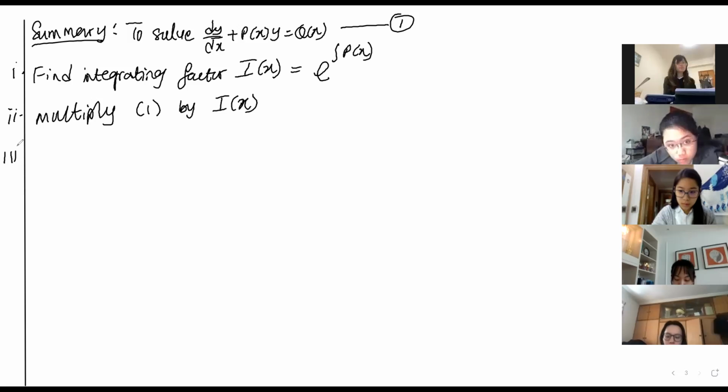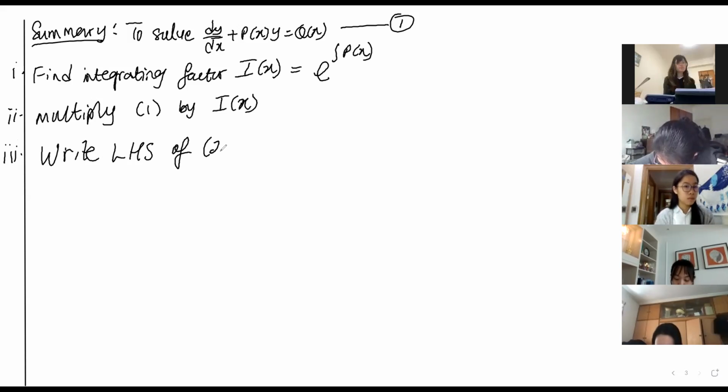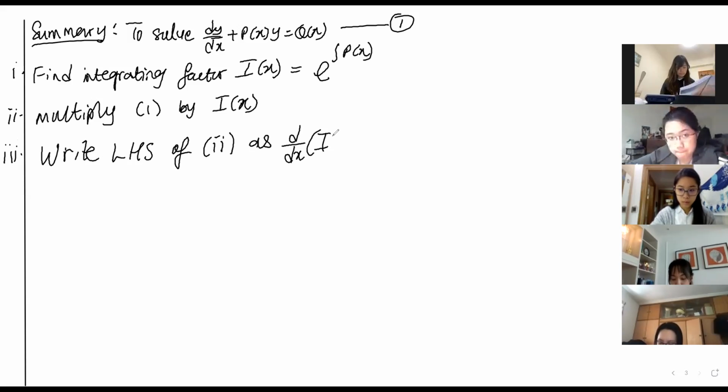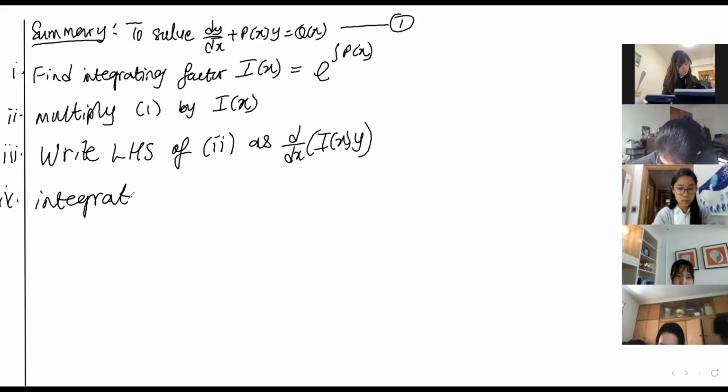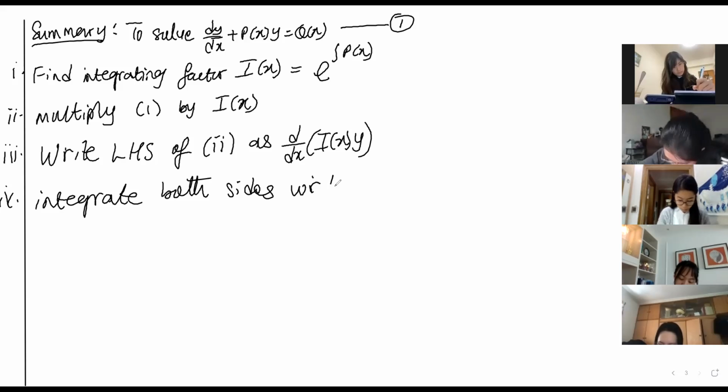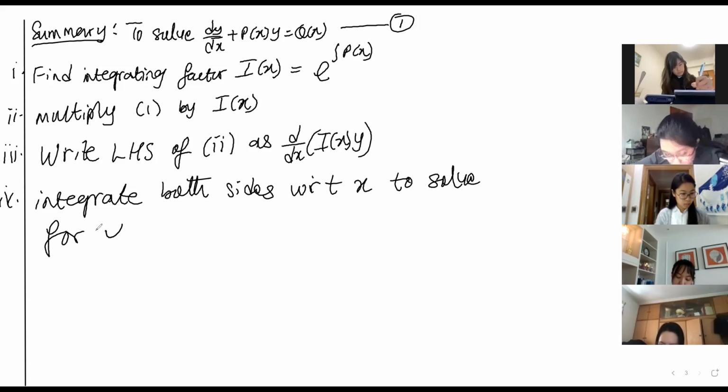Okay. Step 3, write the left-hand side of step 2 as d/dx of I(x) y. Step 4, integrate both sides. Integrate both sides with respect to x to solve for y. That's all.